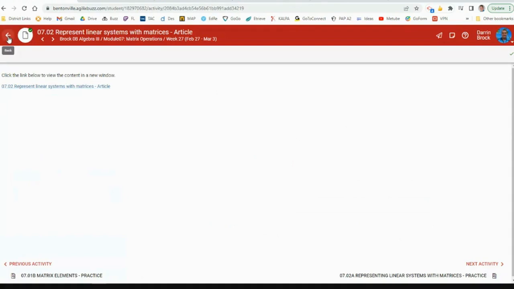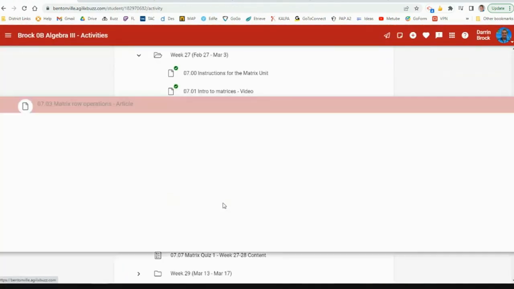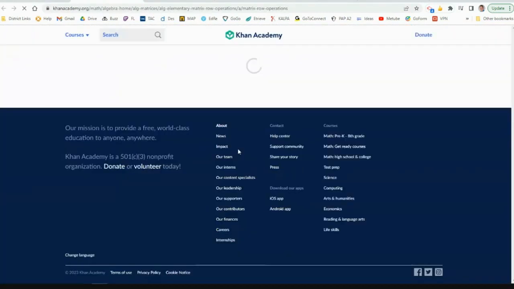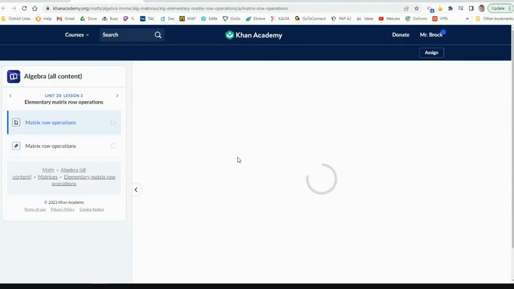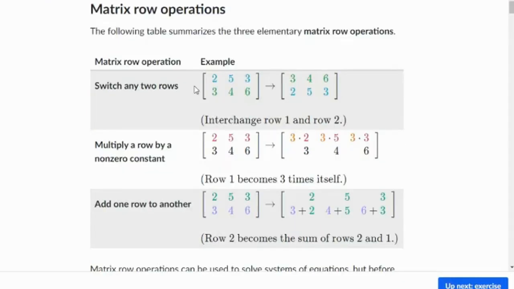And then the last one we have here is matrix row operations. So let's look at that. It's a little trickier because you're actually doing things with matrices now. Here's an example. One operation is to switch any 2 rows. So it says interchange row 1 and 2. That's one of the things we do. We just took the first row and made it the second row, and took the second row and made it the first row.